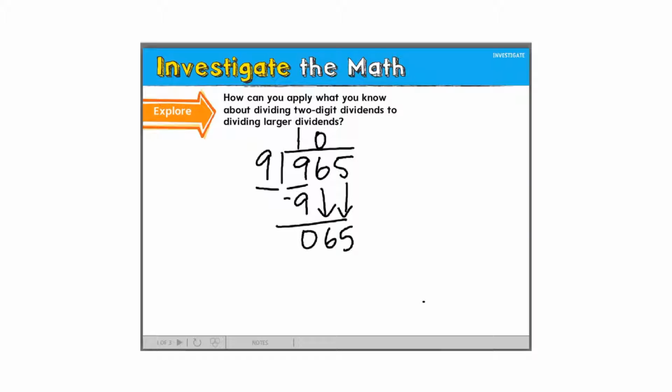I cannot put 9 into 6. That's why I put a 0 on the top. See where I put the 0 up there? Look at the screen. Put the 0 on the top. And then, since it wasn't enough, I just do bring down and I start over again.